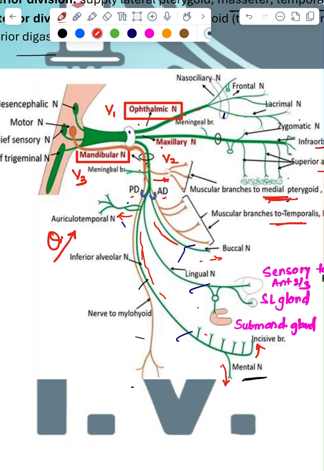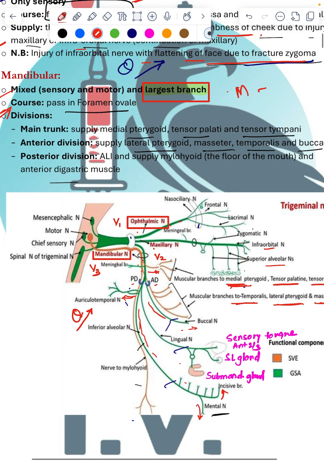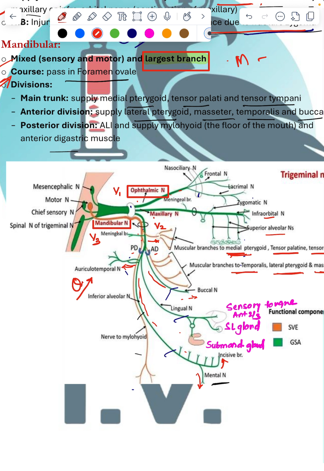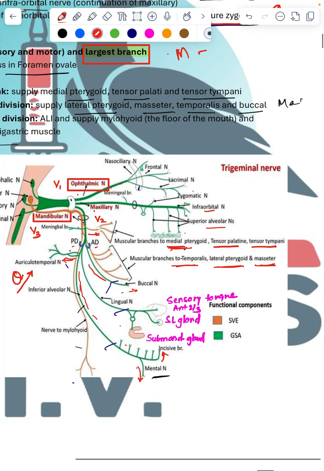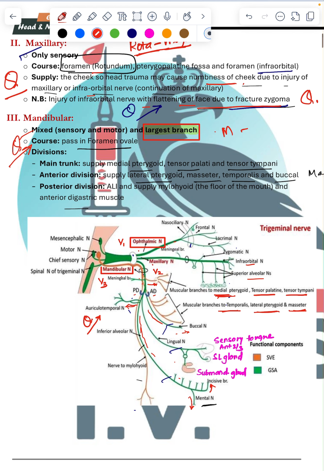Now if you see, these green colored are the sensory. One division goes posteriorly, called the auriculotemporal nerve, supplying sensations from near the ear. Then the motor division is the nerve to mylohyoid from the inferior alveolar nerve. So you can see muscles of mastication, some muscles inside the ear, some muscles inside the throat: tensor tympani, tensor palatini, muscles of the tongue, and the nerve to mylohyoid. So it has a long supply.